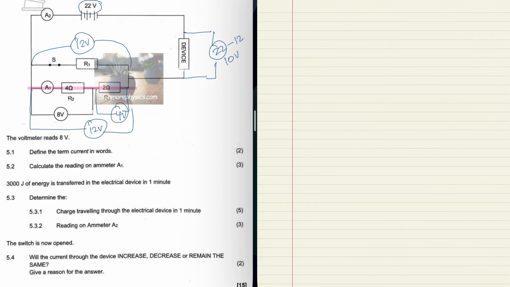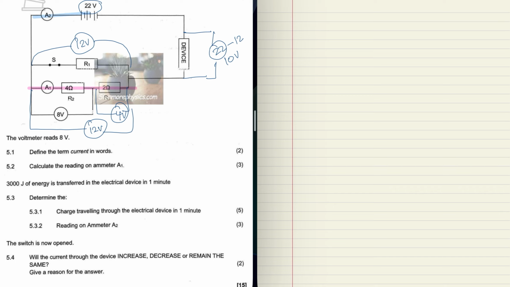So that's our answer. Question 5.3.2, calculate the reading on ammeter A2. So A2 is reading the total current. If you look at where it is positioned right here, just after the battery. So we can use the formula. What we can do is we can work out, we don't know what R1 is. Okay, we can use this. Since we know the charge that is going through the device, and we know the voltage, we can work out the current.